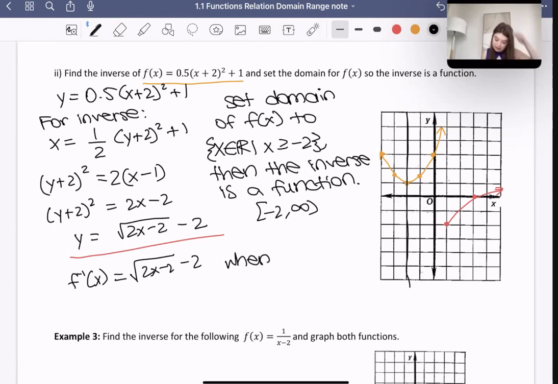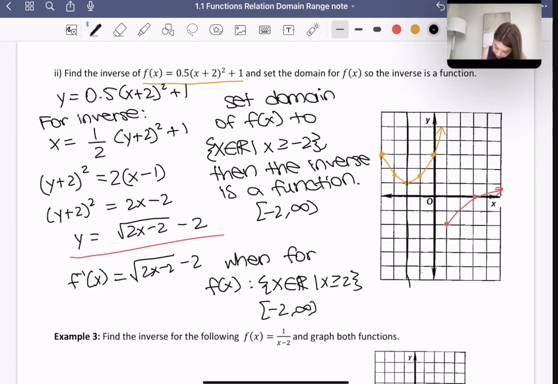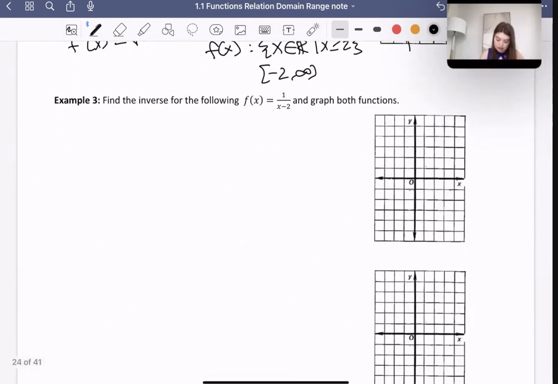When we have this constraint, right? So now what is the constraint that we need to put on this one? Right? For f of x, we have this restricted domain. Or we could write it this way as well. Awesome. There we go. Okay, let's try number 3.